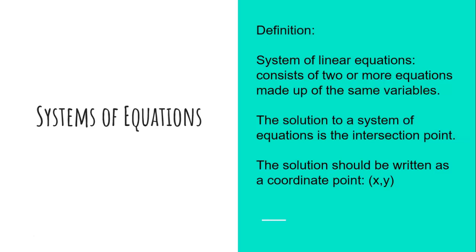But our real lesson today is on systems of equations. So you're going to want to pause the video and write your definition here. A system of linear equations consists of 2 or more equations made up of the same variables. So 2 equations made up of the same variables. We focus on linear equations, equations that graph lines. The solution to a system of equations is the intersection point. The solution should be written as a coordinate point x comma y. Make sure you pause the video before moving on.